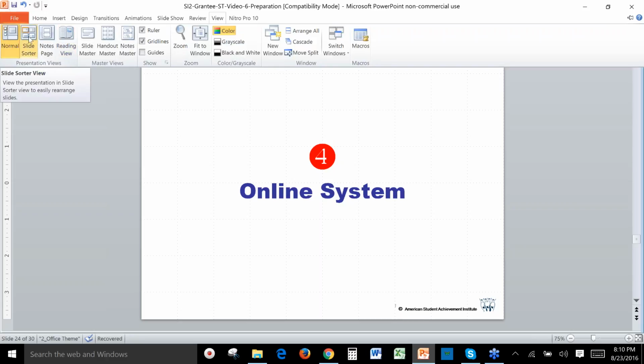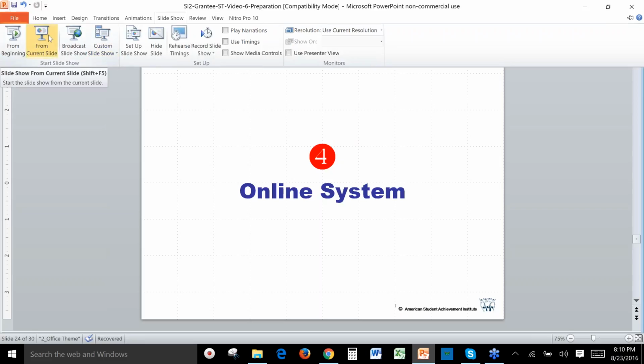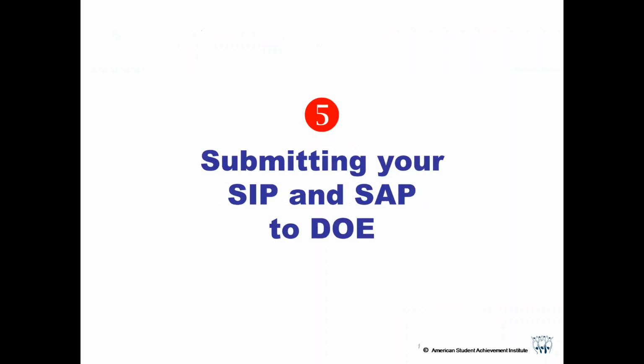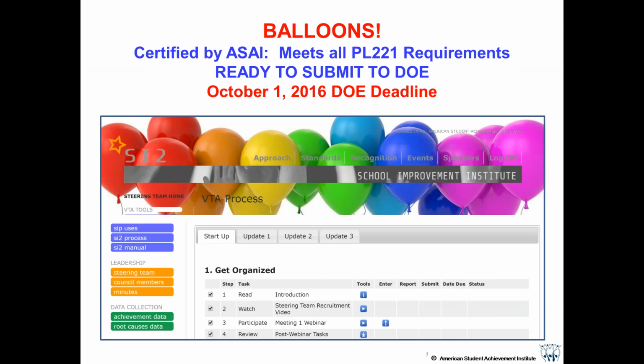When you do that final submission, and we say, okay, we know you're finished and you're happy and we're happy too, because everything above there says meets criteria, the next thing that you're going to do is submit your SIP and SAP to DOE. You'll know that you're ready to do that, because at the top of your process page, when you've told us you're happy and we're saying, okay, we're happy also, ASAI's happy as well, you'll get this row of balloons.